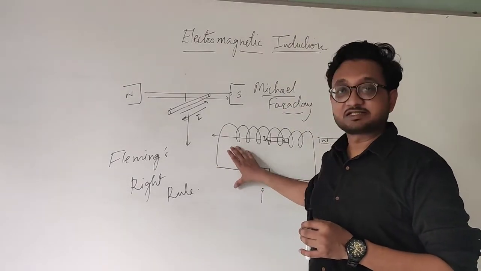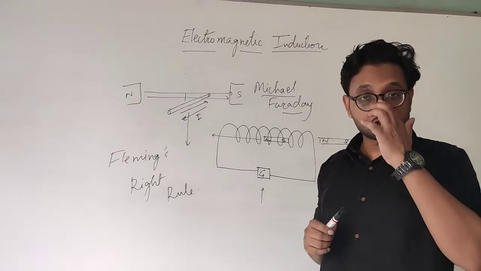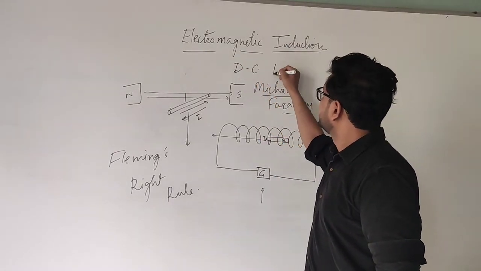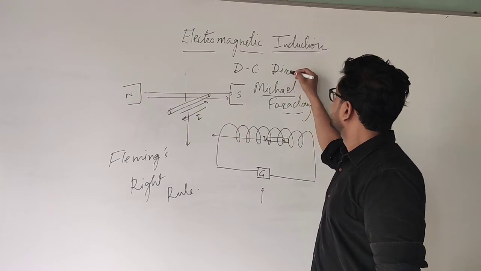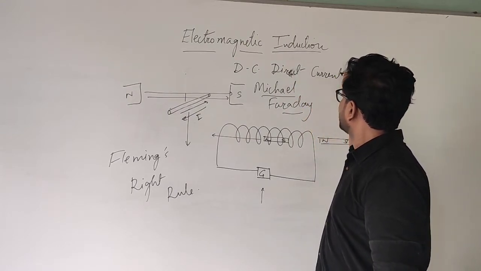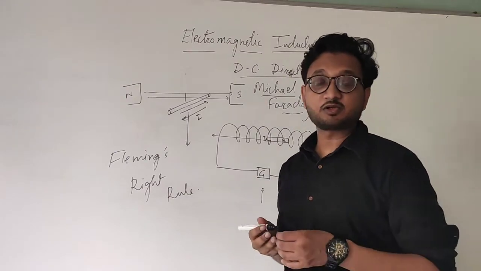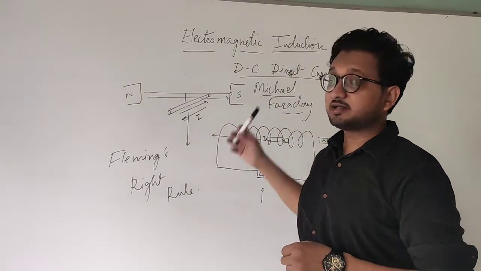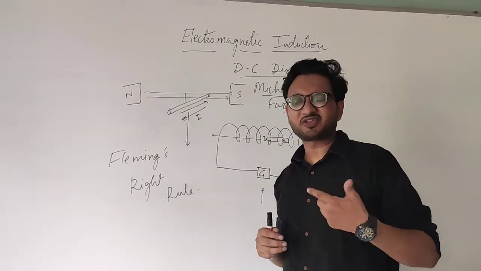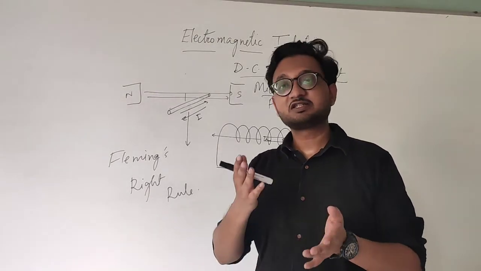Now in this case, with the help of the motion, we create DC current, that is direct current. There are two types of current that we are going to study: direct current, and the other type is alternating current. We'll talk more about that in the next videos. We'll see the difference.